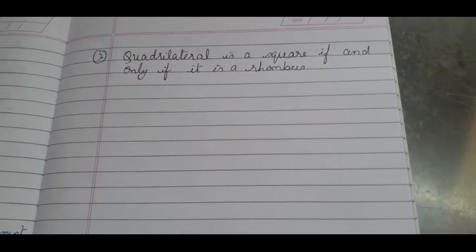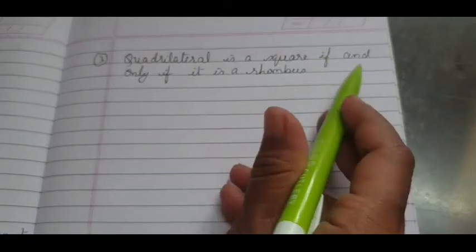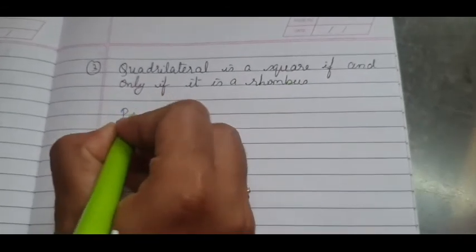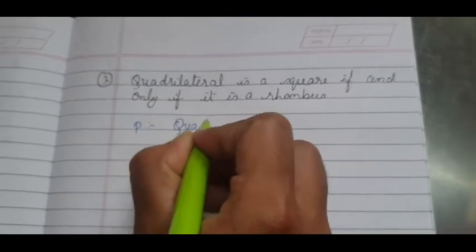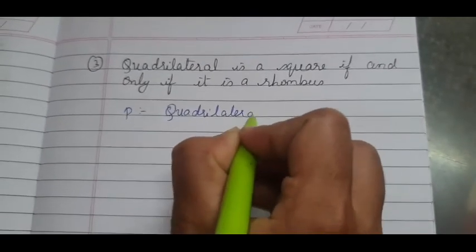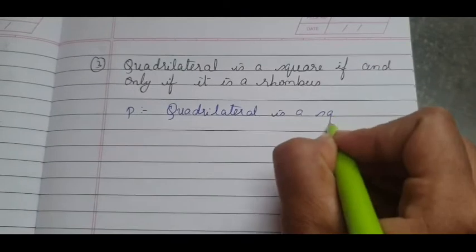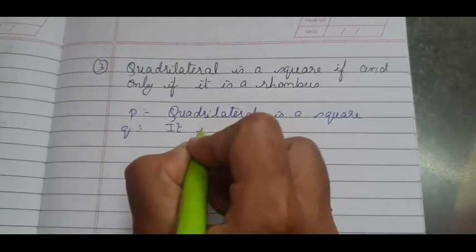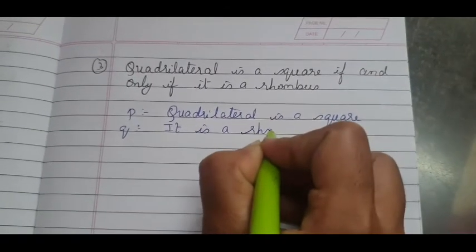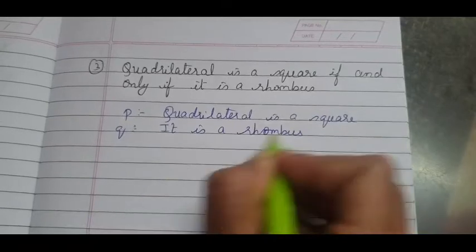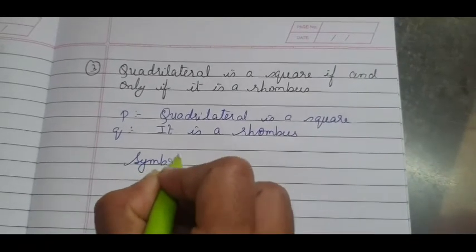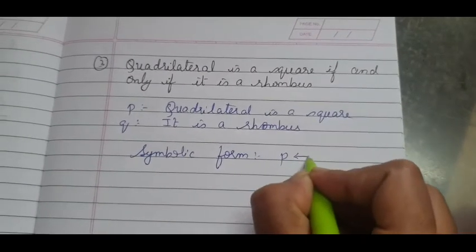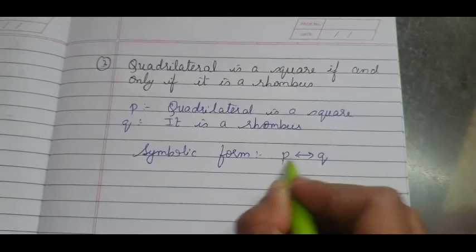Now the third question. The third question is: quadrilateral is a square if and only if it is a rhombus. This is also a compound statement. Here we have two statements. First, P: quadrilateral is a square. Second, Q: it is a rhombus. First we'll write the symbolic form. Here, if and only if means we'll use the if and only if symbol: P if and only if Q.